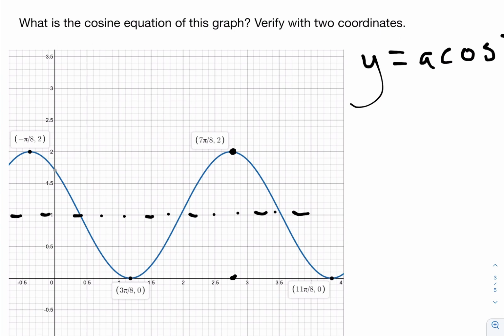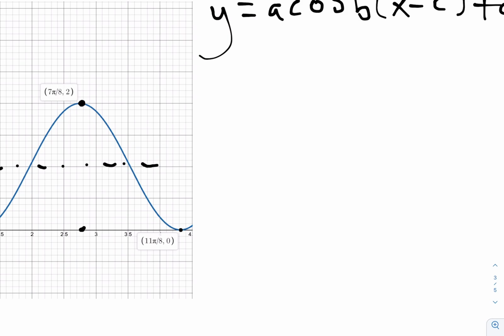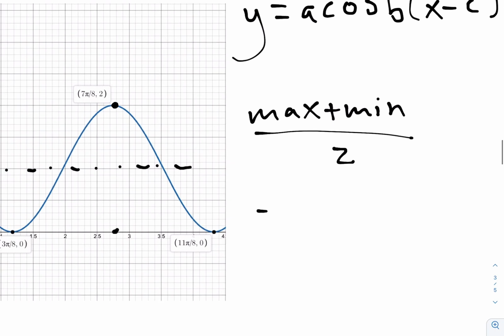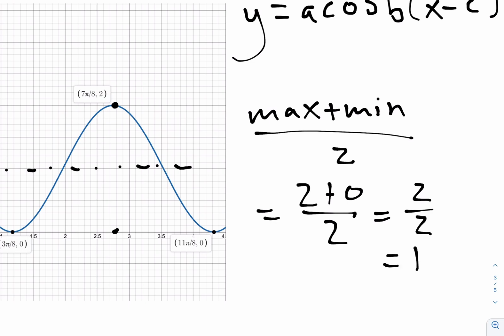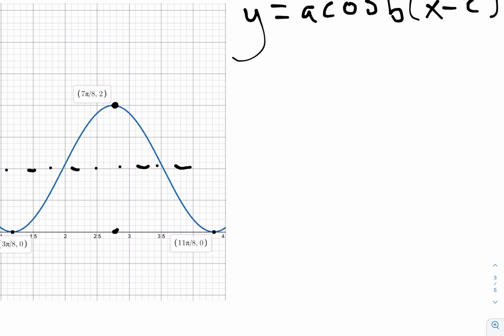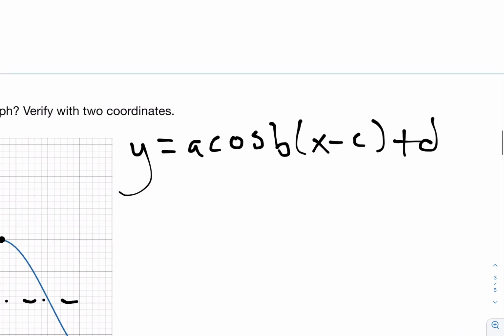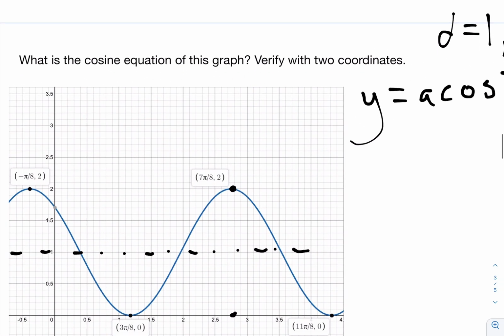Okay, so you can always find the d value, the midpoint, by doing max value plus min value over 2. Notice that the max value is 2, we're adding 0, which is the minimum, and we're dividing it by 2. So this is 2 over 2, which is just 1. So our d value is going to be 1. I'm going to write that above. D equals 1.